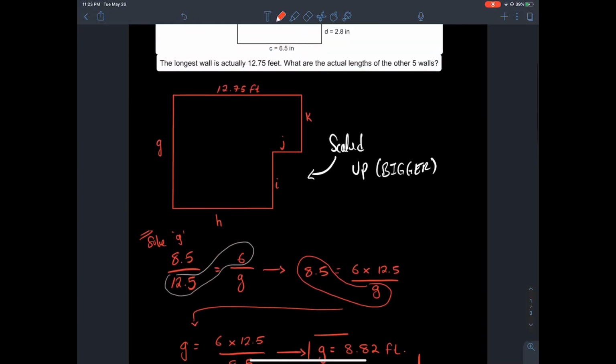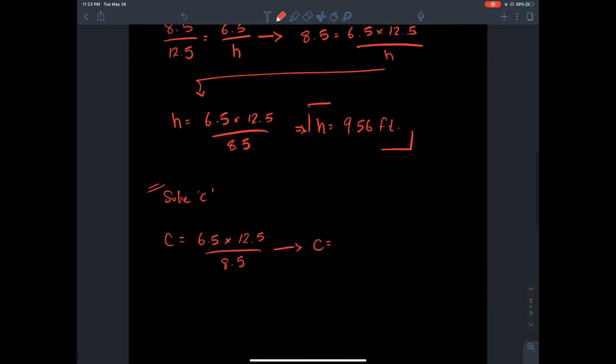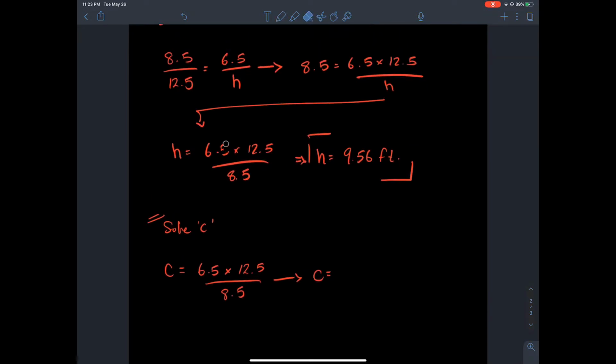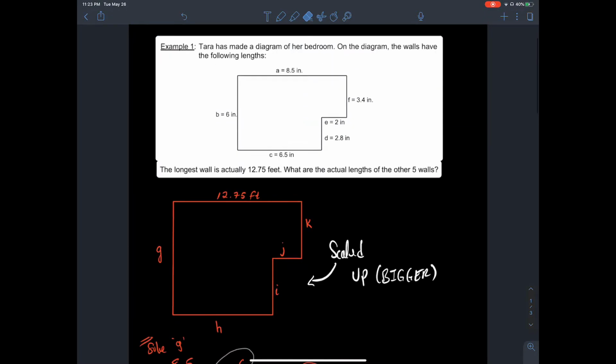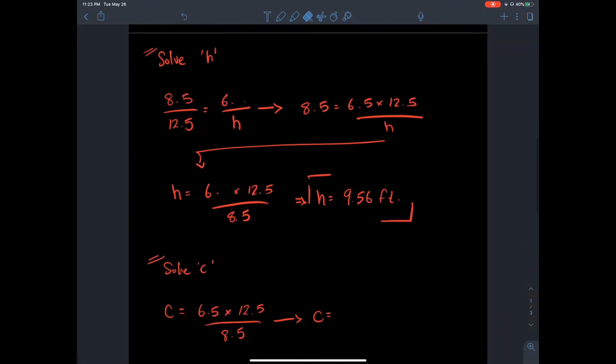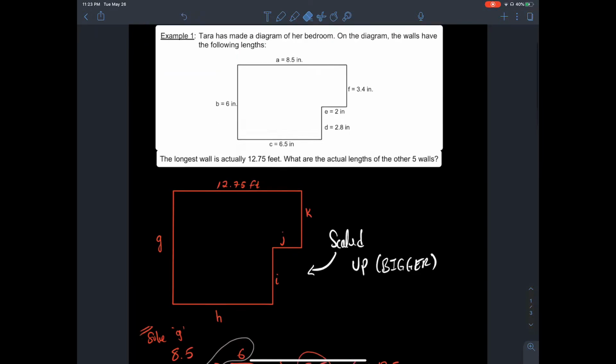How does that work? Those can't be the same, are they? 6 and 6.5. Oh, right, I did the same one here. This one should actually appear... we already solved for that one. Sorry, folks. So instead of solving for C, we want to solve for D.